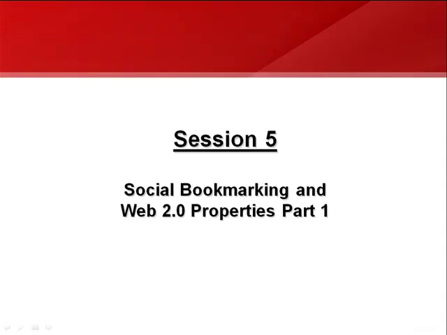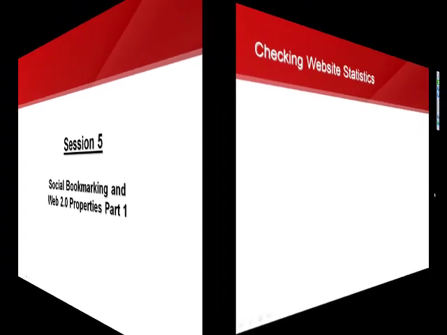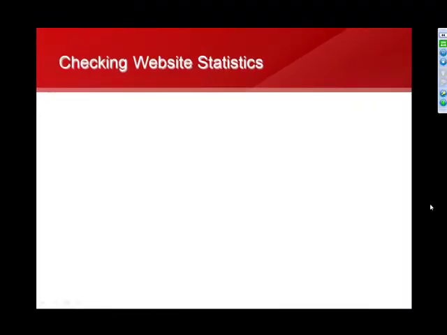This is session 5 of your traffic and SEO training. In this session, we're going to talk about social bookmarking for more traffic and Web 2.0 properties. The first part is talking about Web 2.0 properties. And let's just jump right into this.